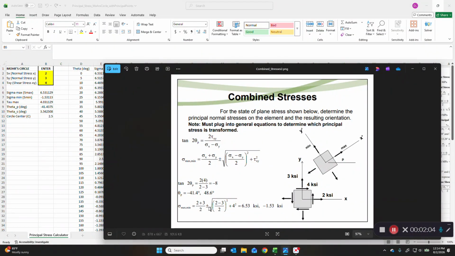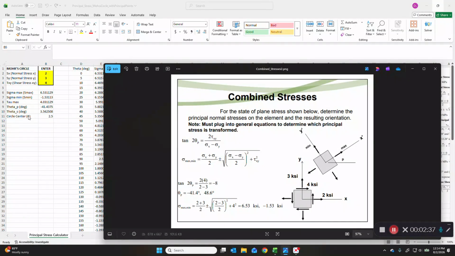So if we work the problem by hand using a calculator, we get sigma max and sigma min down at the bottom as 6.53 ksi and minus 1.53 ksi. And that would be this orientation that you see up here on the upper right. So here's our solution. On line 6 of the Excel sheet, we have 6.53. Line 7, sigma min, we have minus 1.53. So these are calculated. And it also calculates tau max. So we'll get into that calculation on the next slide.